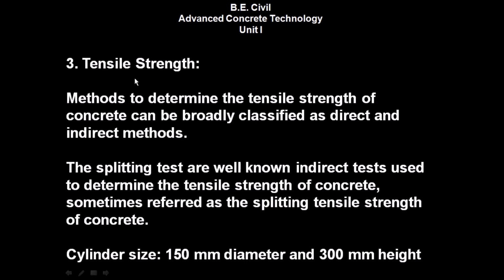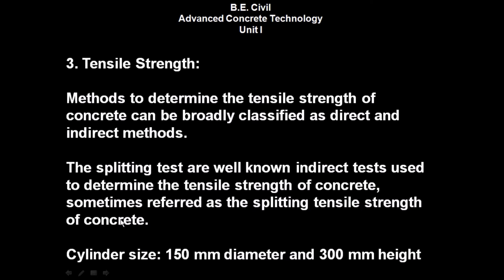Third is the tensile strength, a property of the hardened concrete. Methods to determine the tensile strength of concrete can be broadly classified as direct methods and indirect methods. The splitting test is a well-known indirect test used to determine the tensile strength of concrete, sometimes referred to as the splitting tensile strength of the concrete.